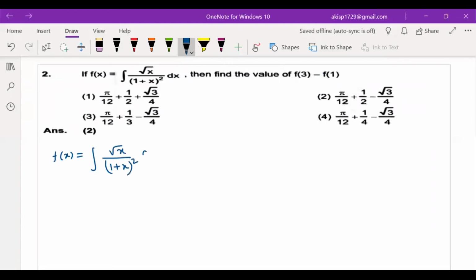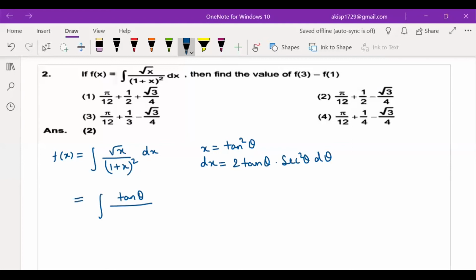So let us substitute x as tan square theta. So dx is going to be the derivative of tan square theta, which is 2 tan theta into the derivative of tan theta, that is secant square theta d theta. So we will substitute this in here. This becomes the integral of tan theta by, we have 1 plus x, and 1 plus x is 1 plus tan square theta. So 1 plus tan square theta is secant square theta, whole square, into dx. Dx we have just written as 2 tan theta secant square theta d theta.